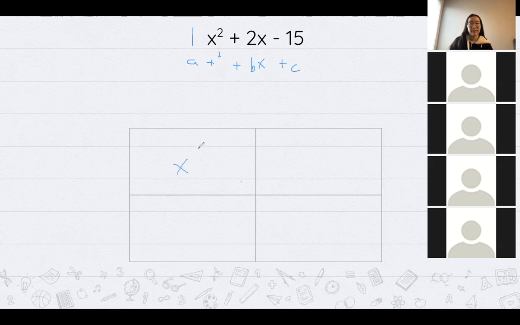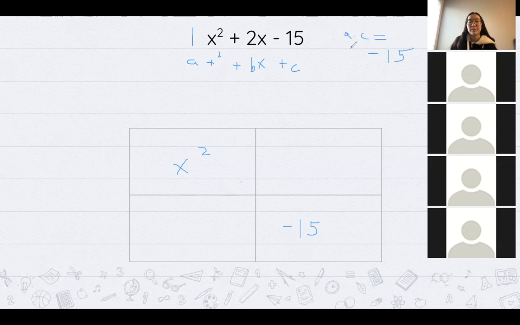Yeah, exactly. And then what's the next step after that? The negative 15 goes in the bottom right. Yep, remember on the previous slide, we put C in this bottom right box. Okay, next step, multiply A times C. So what would that be? 15. Negative 15. Yes, perfect. You got to be careful about that, but good job. Okay, so A times C is negative 15.